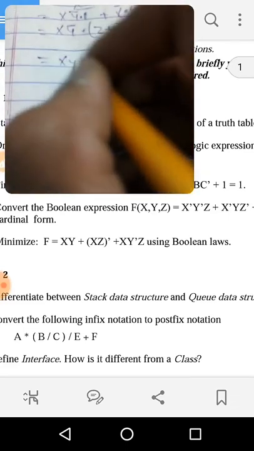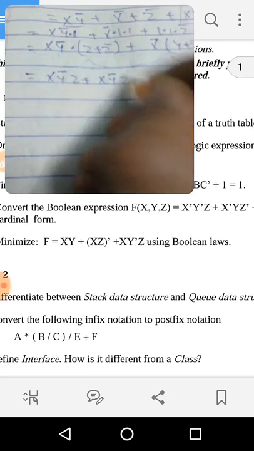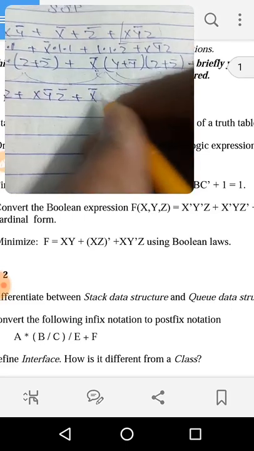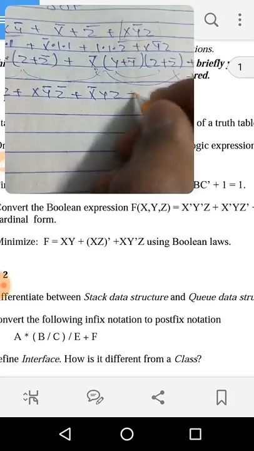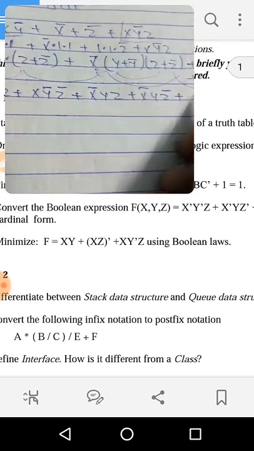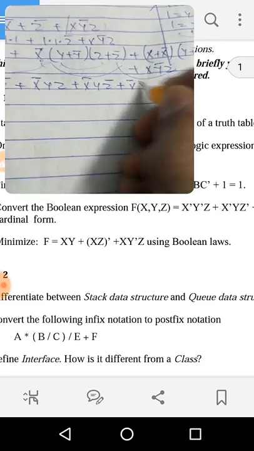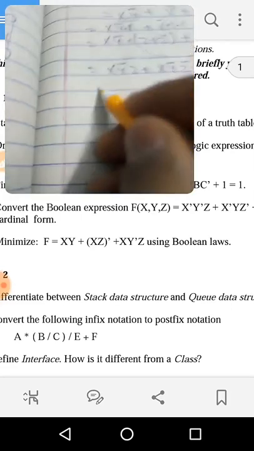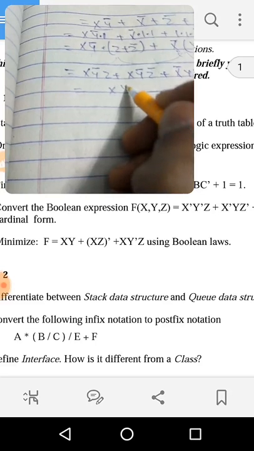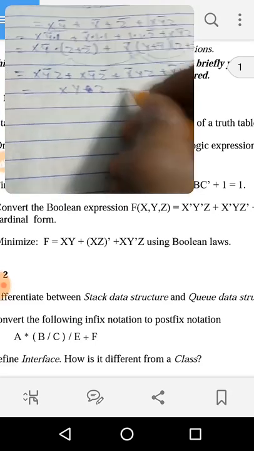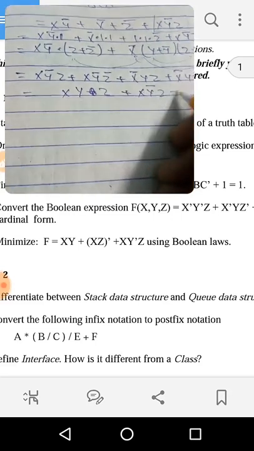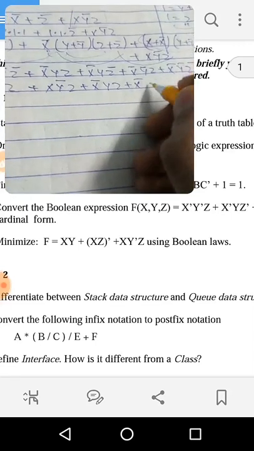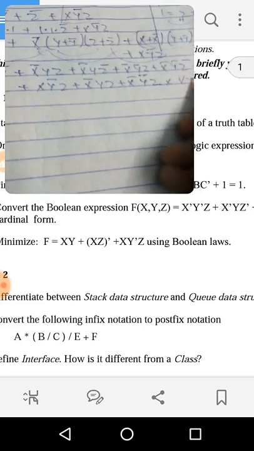Let's do it. xy bar z plus xy bar z bar plus x into y into z, x bar into y into z, x bar into y into z bar, then x bar into y bar z plus x bar into y bar into z bar. Then simplifying this bracket here, x into y plus z, plus x into y bar z plus x bar y z plus x bar y bar z and x bar y bar z.